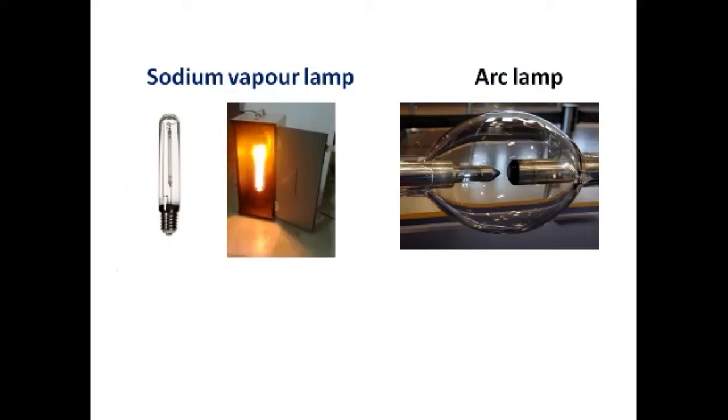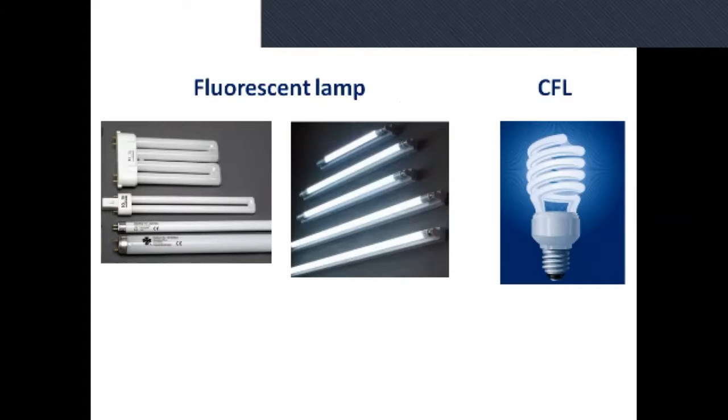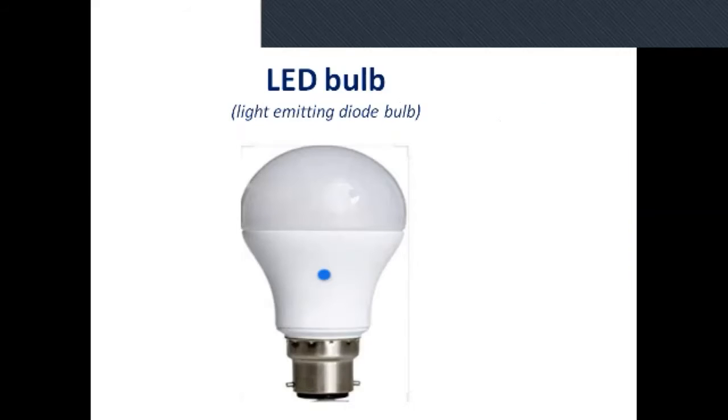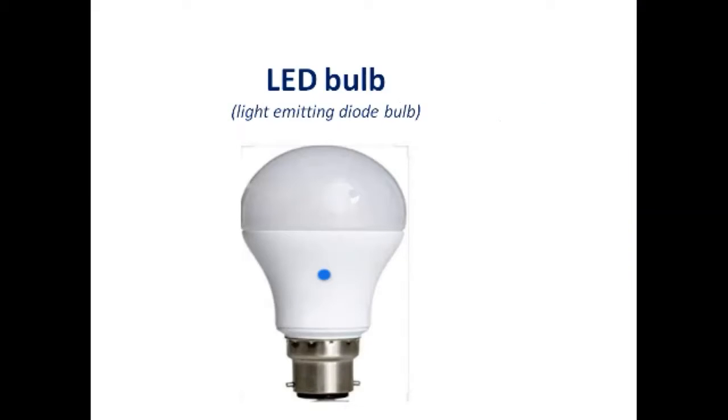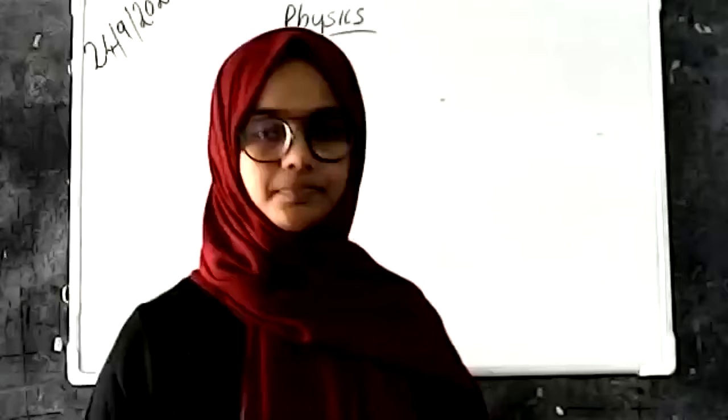And the next one is the arc lamp, and in the next slide, the fluorescent lamp and CFL lamp. The fluorescent lamp shows the lighting effect, and the device is in this figure. And this is an LED bulb, and this also shows the lighting effect of electric current.